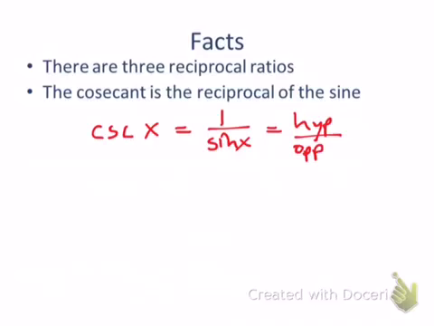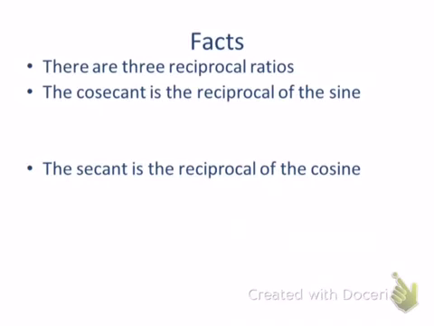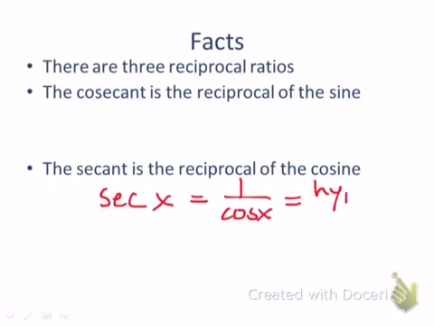Okay? All right, so the secant is the reciprocal of the cosine. So the secant of an angle, SEC is the abbreviation for secant. The secant of x is equal to 1 over the cosine of x. And because the cosine is the adjacent side over the hypotenuse, that means the secant is the hypotenuse divided by the adjacent side, the adjacent leg of the right triangle. Okay?